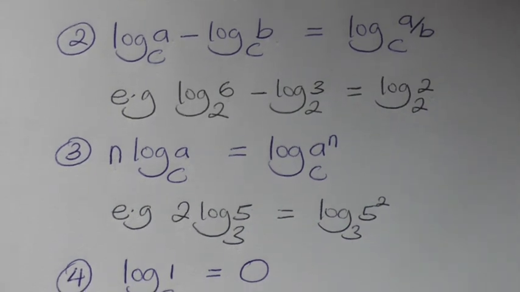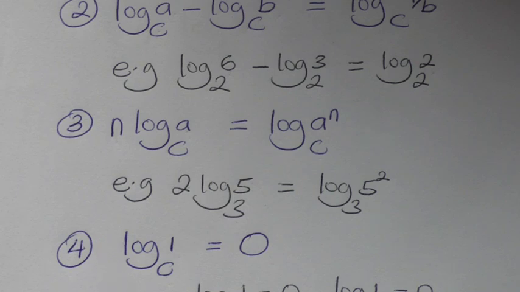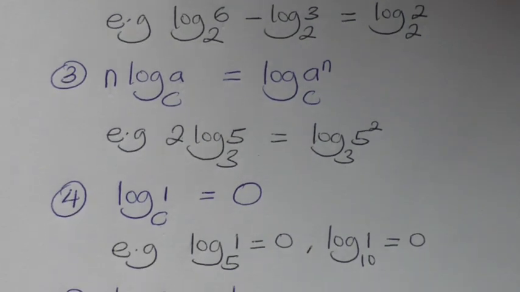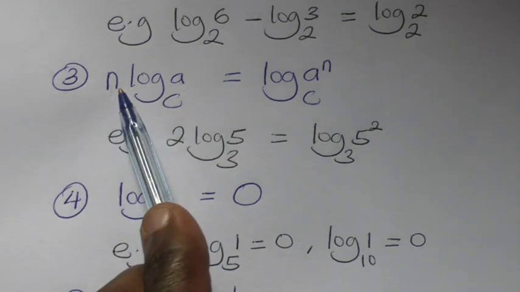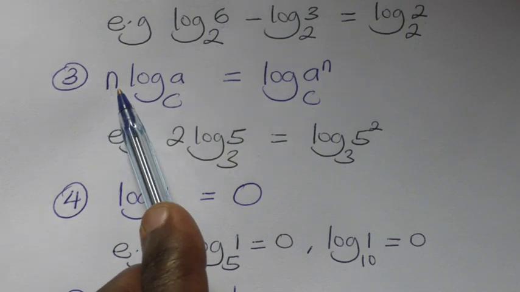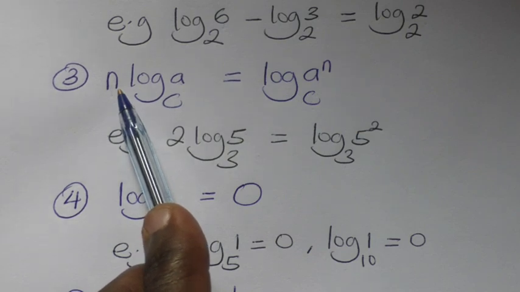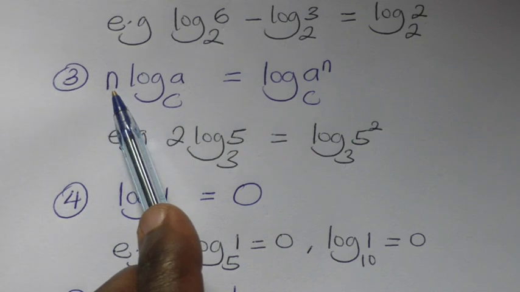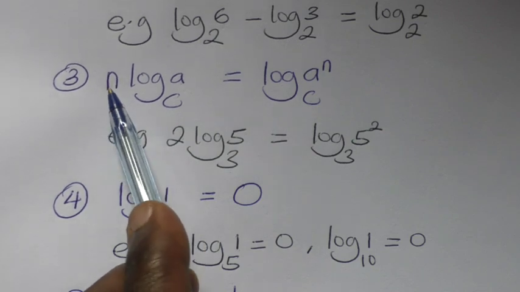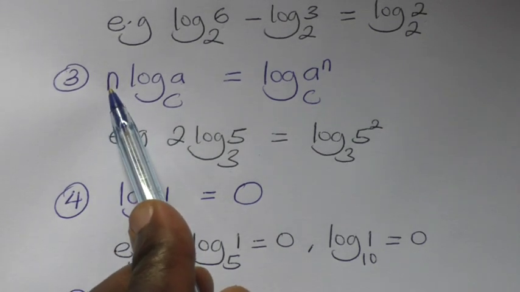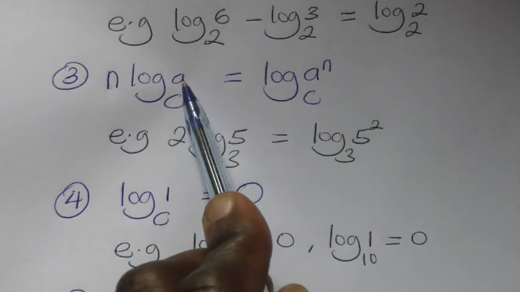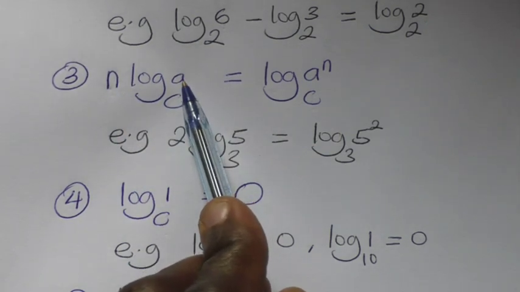Law number 3 shows us how we deal with the coefficient to the logarithm, or the figure behind the logarithm. Our figure in this case is n. Whenever we have a figure behind the logarithm, then that figure will come and become a power of the power to the logarithm.